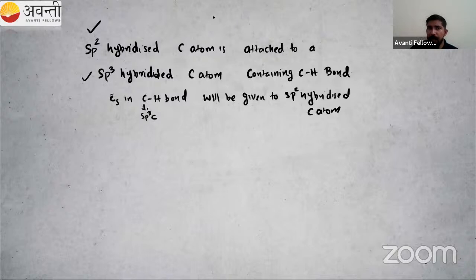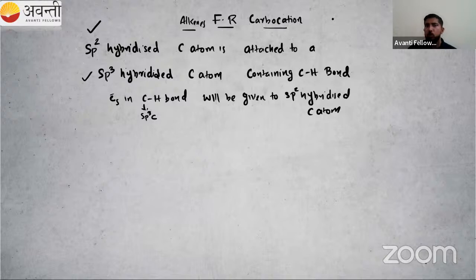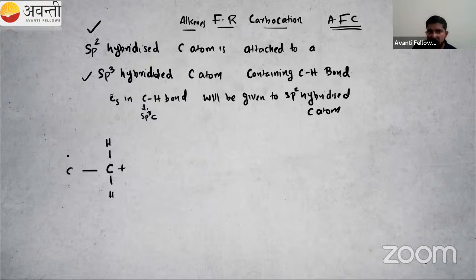So hyperconjugation is generally seen in alkenes, free radicals, and carbocations, that is AFC. You can remember AFC. I will take an example for this one. I have a carbocation, C+. Can you tell me what is the hybridization of the carbocation?